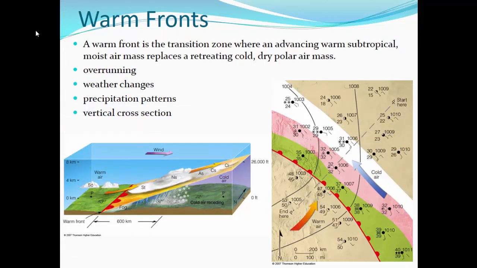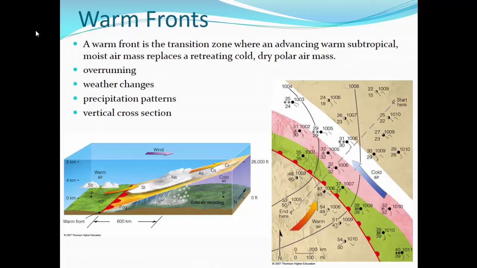A warm front is the transition zone where advancing warm, moist subtropical air from the south is replacing or retreating cold, dry polar air mass. So with a warm front, you have warm, moist subtropical air from the south, and it's moving forward to replace an area of cold, dry air that's moving back to the north. And so the warm front typically is moving from southwest or from south to north.